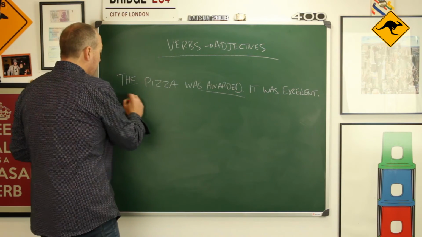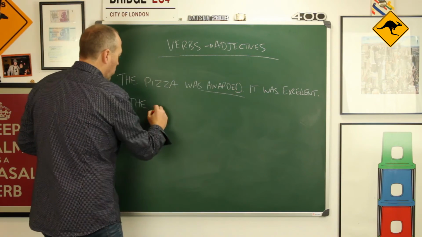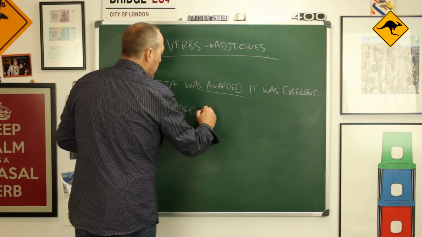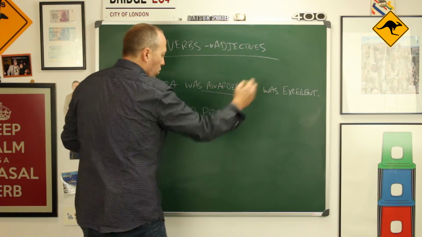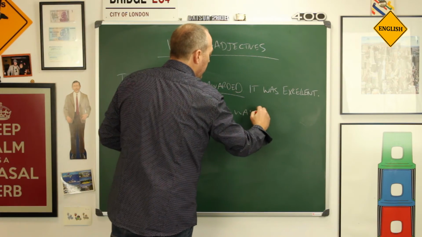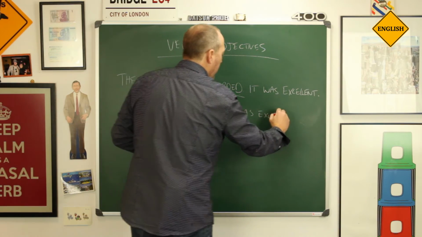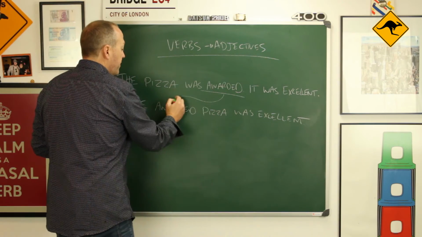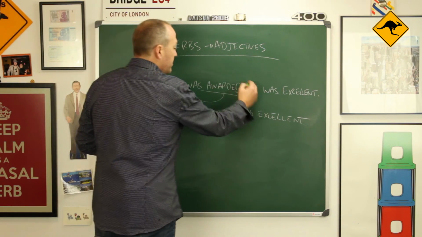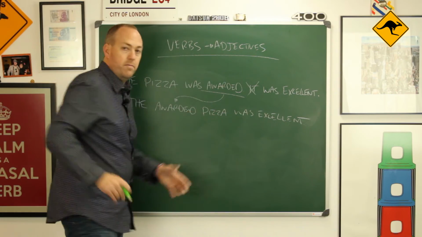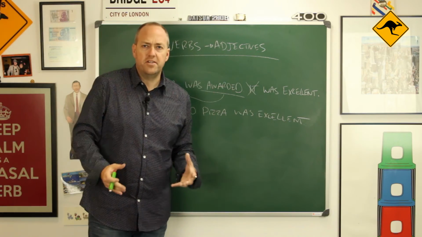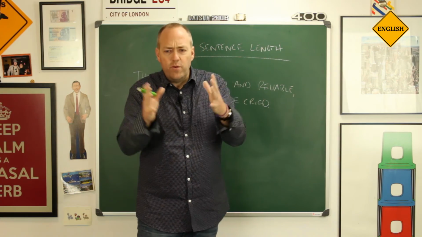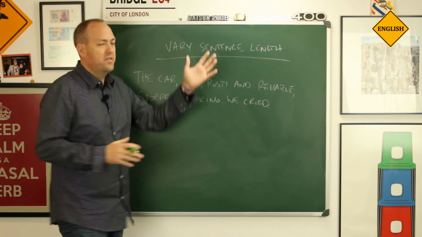So, "The awarded pizza was excellent." Okay? So here we have verb to adjective, and we're eliminating this and the full stop, and we have one beautiful sentence. My next tip is to don't forget to vary the length of your sentences.